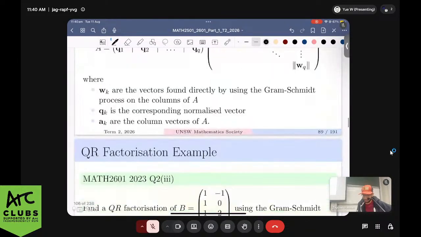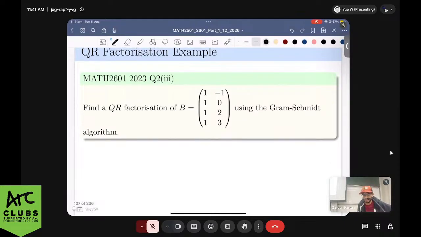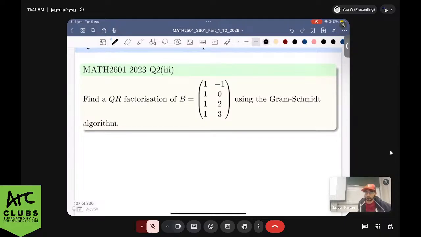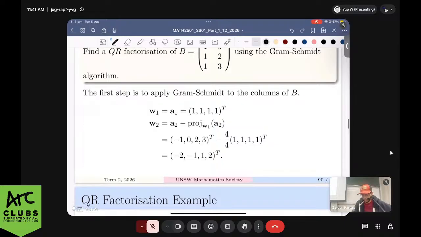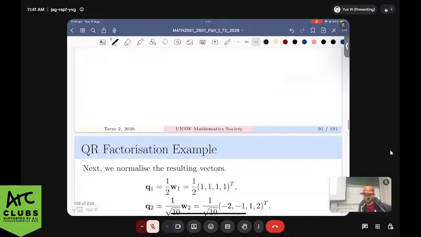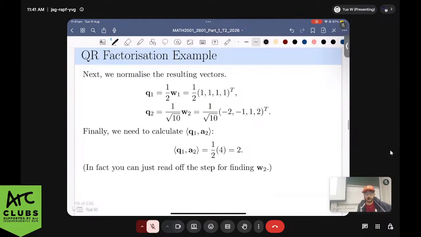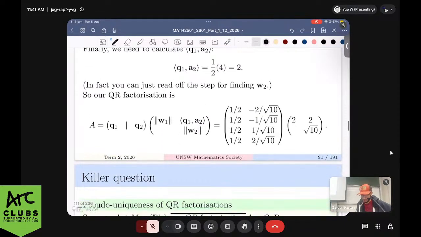Okay, so are we getting to the killer question yet? Okay, not yet. Okay, so find a QR factorization of this using Gram-Schmidt. So yeah, by the way, for QR factorization you have to do Gram-Schmidt. Just keep that in mind. Basically you just do Gram-Schmidt to the columns and then you use that. So I already went through Gram-Schmidt, so turns out you get these. And now you just calculate the norms of W1, W2. And you also need the inner products. So you end up getting this. It's kind of annoying, but yeah.